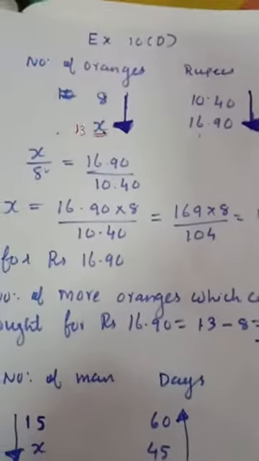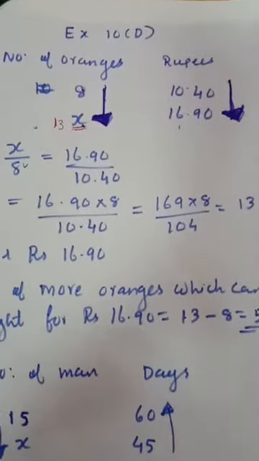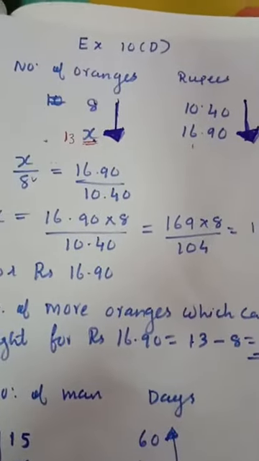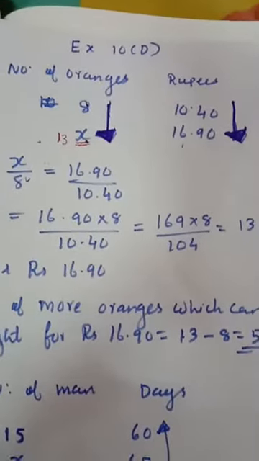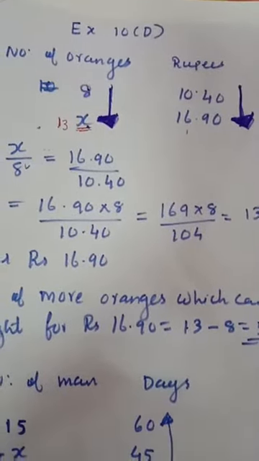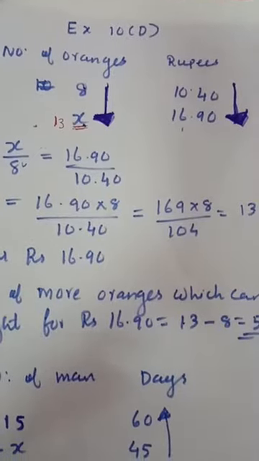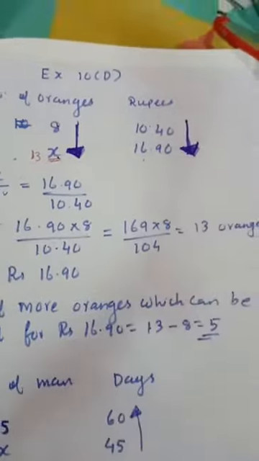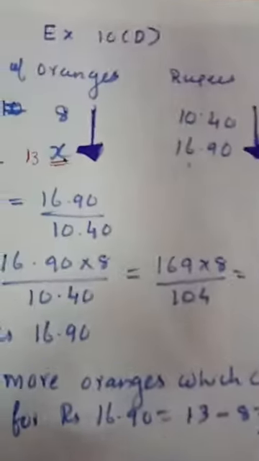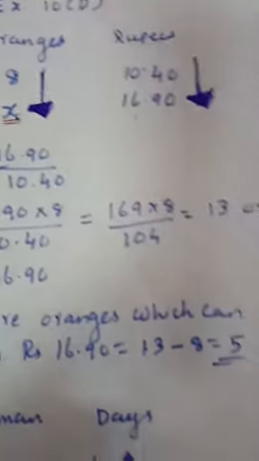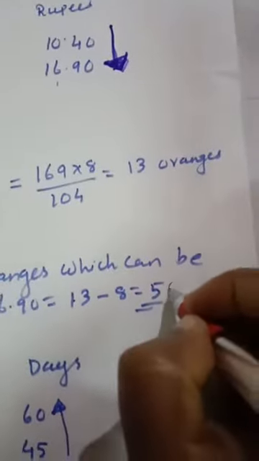Comparison is there. So if they are asking simply how many oranges can be bought for 16.90, then we can write the answer is 13. But the question is how many more oranges can be bought by 16.90 rupees. So we can subtract 13 minus 8 equal to 5. 5 oranges. Okay, 5 oranges.